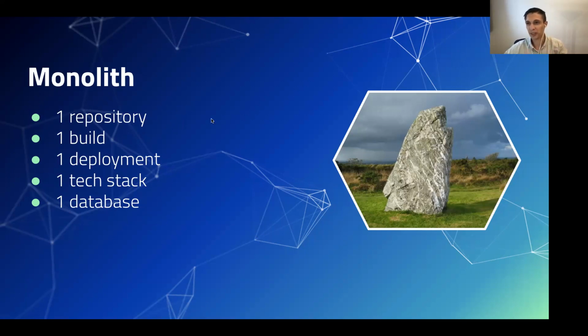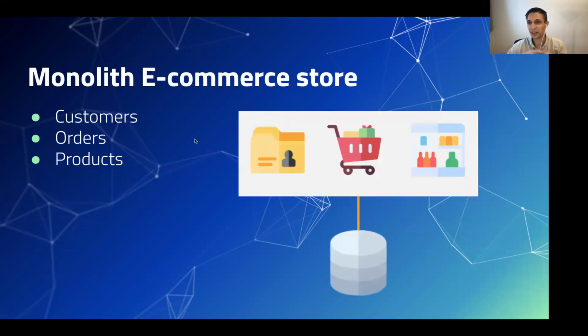Okay, let's look at an example. Let's say you are writing an e-commerce store. You have customers, so you need to store some information about customers in the database. You have products, so customers can find different products. They see pictures and descriptions of the products, and they can put those products into their cart, into the basket, and eventually they can make purchases. All this logic is in one service. All the information is in one database, and it works perfectly fine.